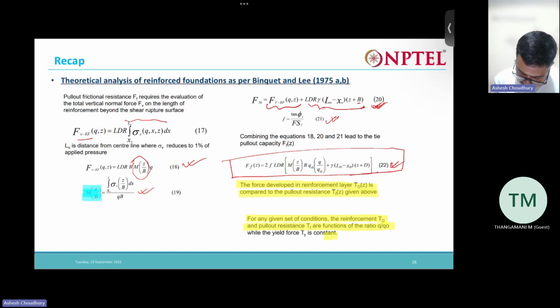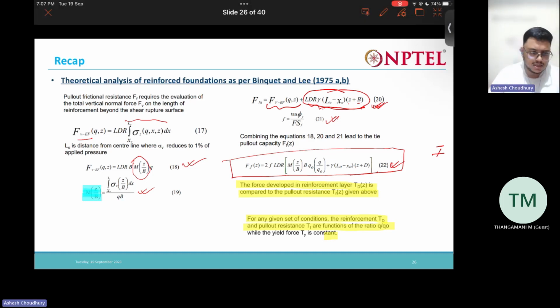This B, I think this is not B. This should be Z plus D. That is the overburden, because gamma times this term actually comes from the overburden pressure. So this should be Z plus D, where D is the depth of the foundation. While solving the problem, I guess they used Z plus D only.